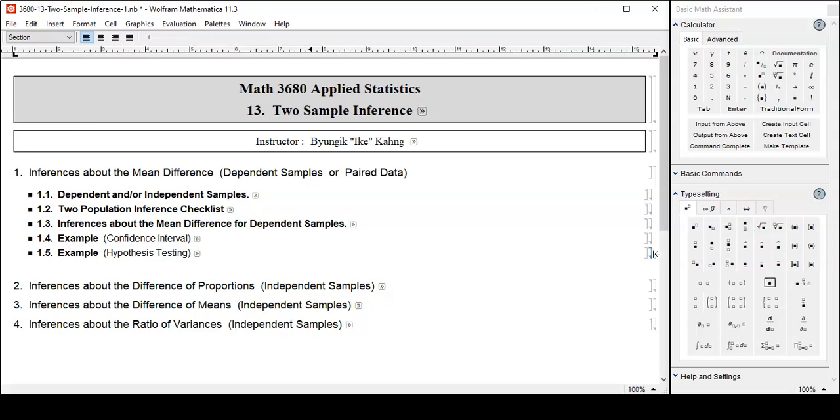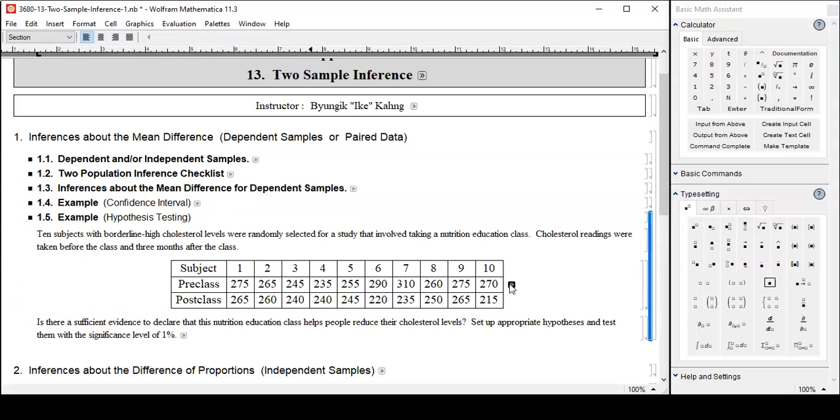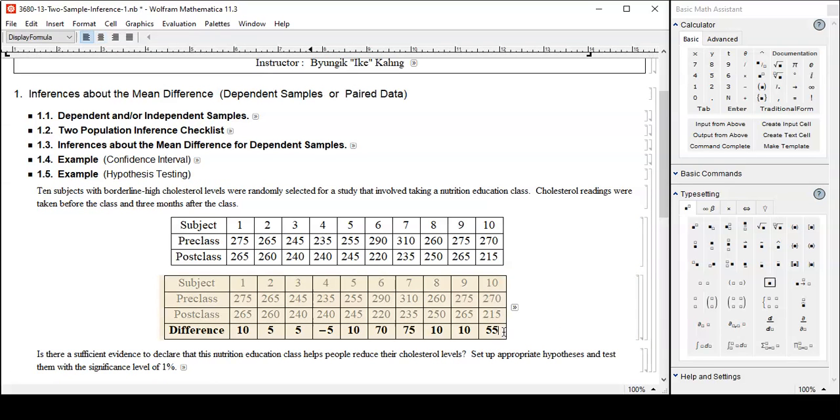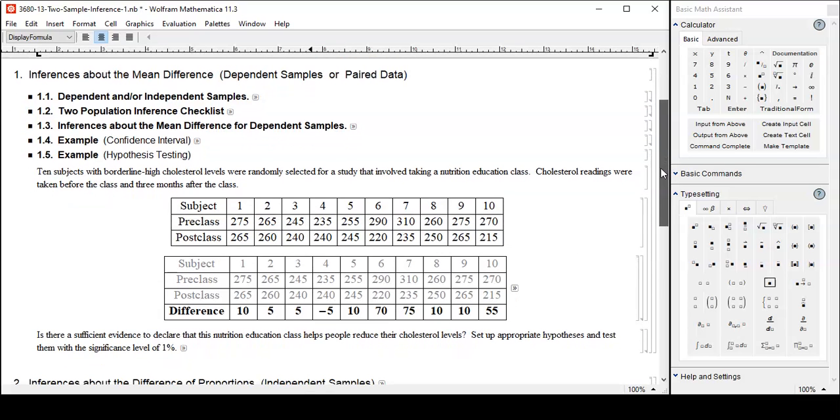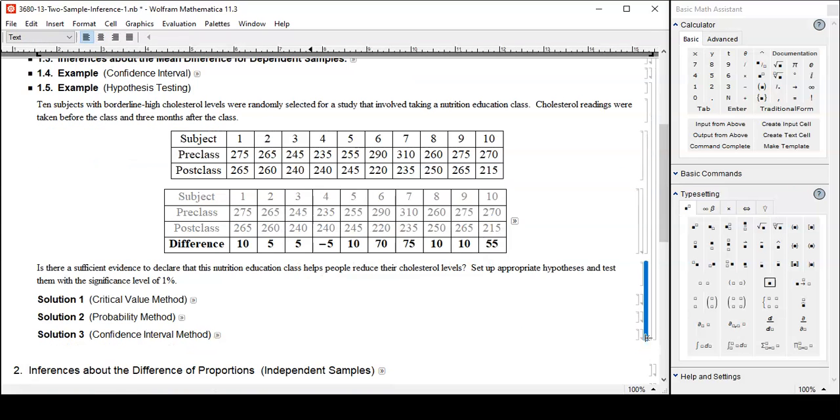What if we do hypothesis testing? The same data set, and we can simply take the difference, and then we have one sample inference. And then, of course, you'll have to set up hypothesis accordingly. Null hypothesis, usually no difference, no improvement. And alternative hypothesis in this case is obviously the class made a difference toward better. So it helped reducing the cholesterol level. And you can test with appropriate significance level. Here we are taking the significance level of 1%. How do we do it?